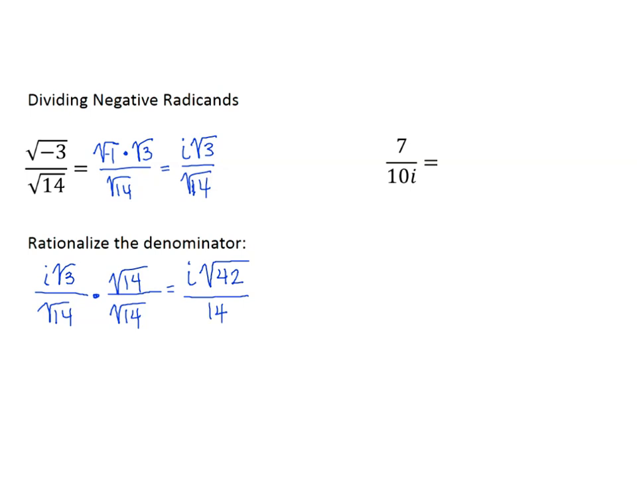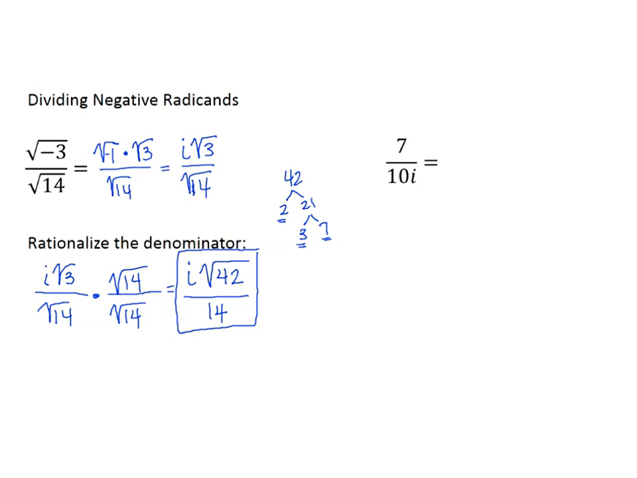Now, can we think of any numbers that go into 42 that we could factor out? Let's see if we can simplify that. If we do a factor tree for 42, let me do it up here. We would have 2 times 21, and then this is 3, and then this is 7. We don't have any pairs, which means we can't simplify this any further. So that would be our answer. i root 42 all over 14.